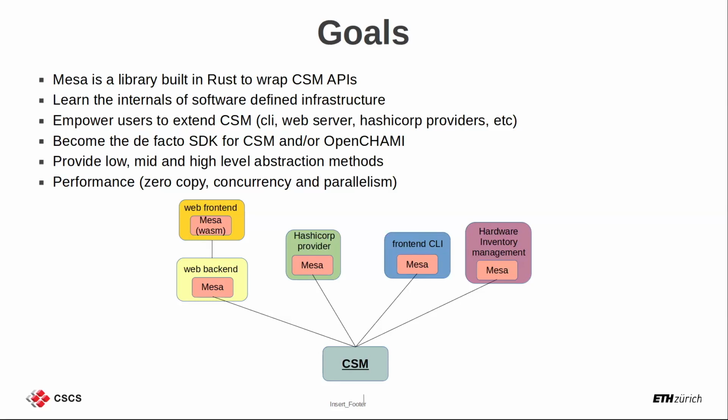So Mesa is a library, okay? It's a library built in Rust, and it's a way for you to programmatically extend and operate on CSM. Some of the things you can do is, for example, build a CLI. In this case it is Manta. Manta is a CLI that uses Mesa, but you can also build web servers, HashiCorp providers, etc. And the reason you can do this is because Mesa is built on Rust, which is a programming language that doesn't have a runtime, and it works at low level. So it has bindings for other programming languages like Python or Go because it's compatible with the C APIs.